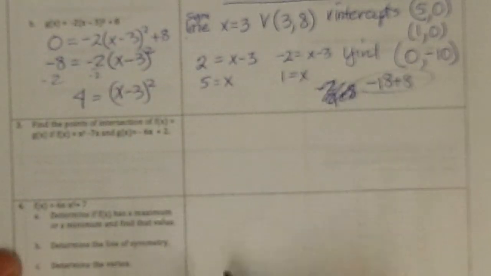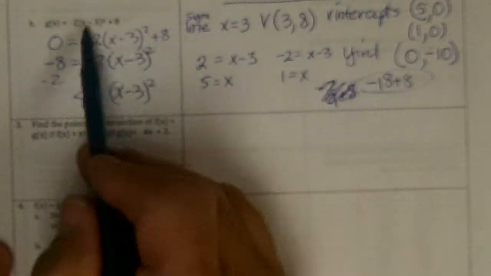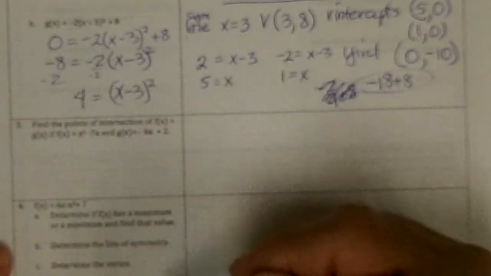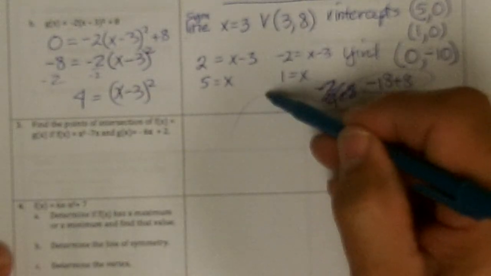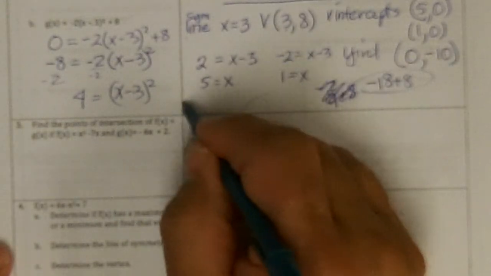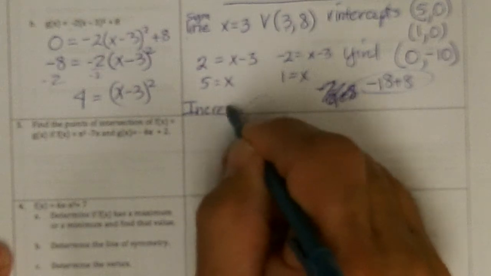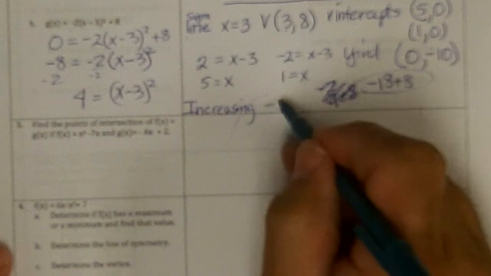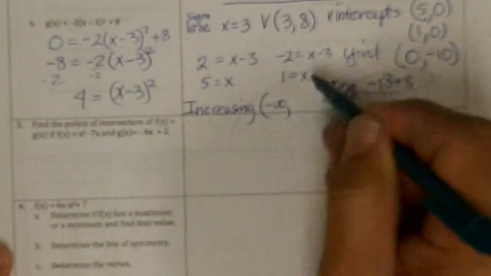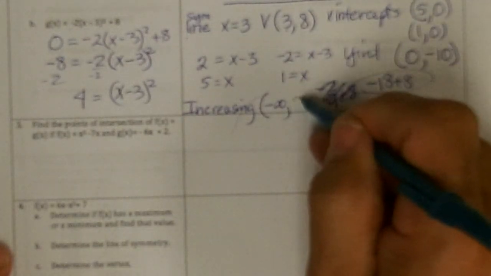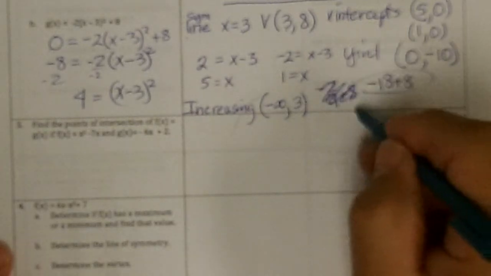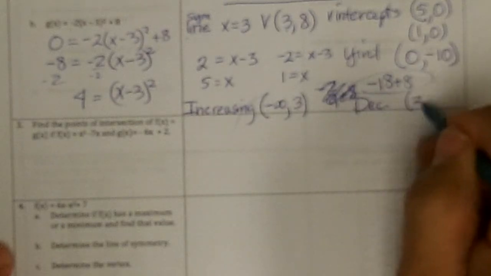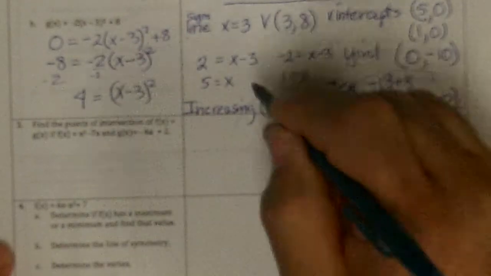That's the y-intercept. And then, since this is an upside down parabola because of the negative 2, it will be increasing up to the vertex. So it'll be increasing from negative infinity to the vertex, which is the x-coordinate of the vertex, 3, and decreasing from 3 to infinity, because it's going down the other side.